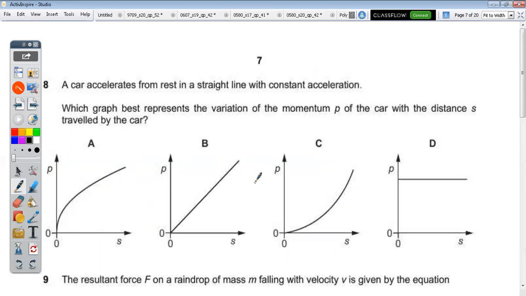A car accelerates from rest in a straight line with a constant acceleration. Which graph represents the variation of momentum of the car with the distance traveled? Momentum, with the distance traveled.